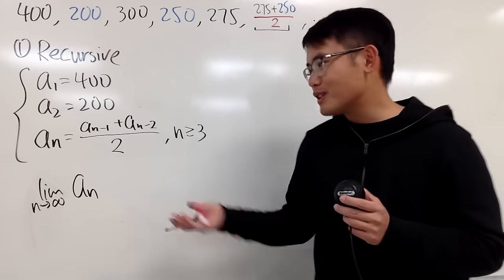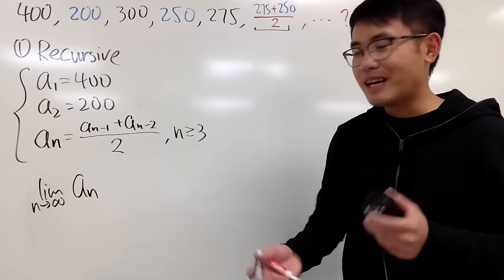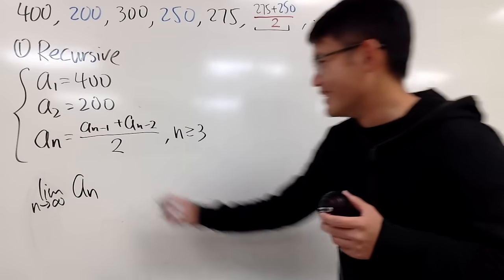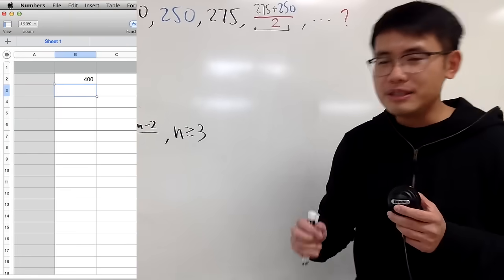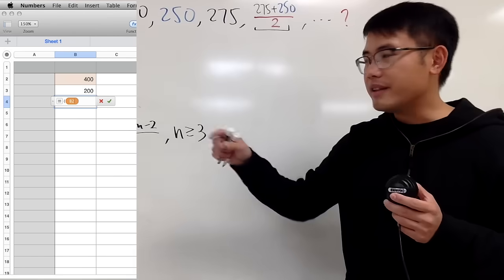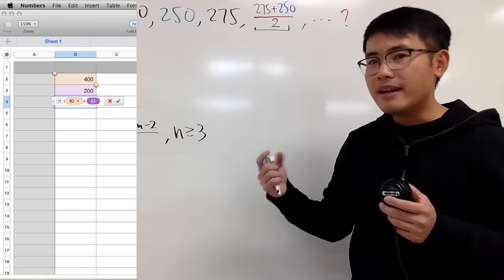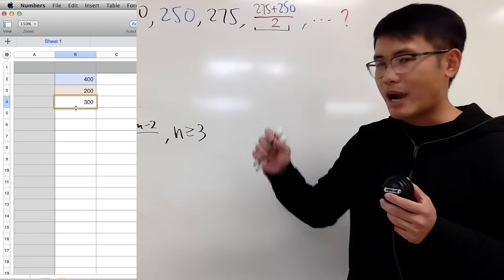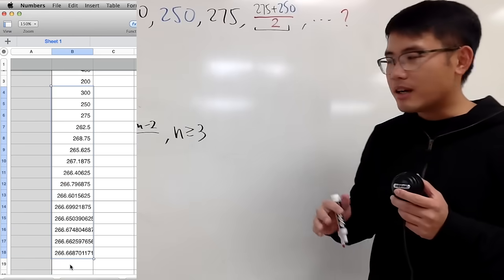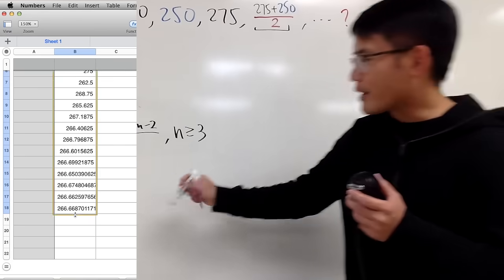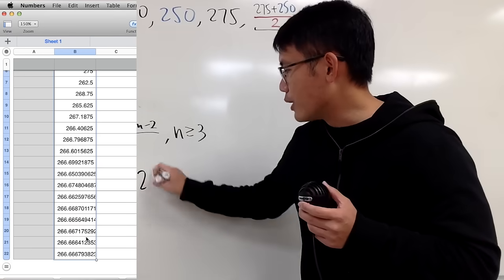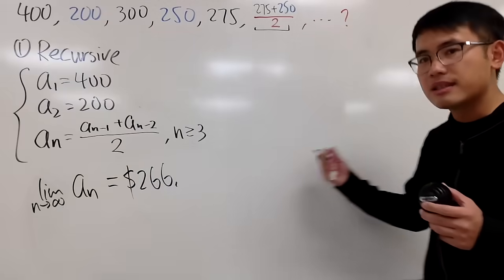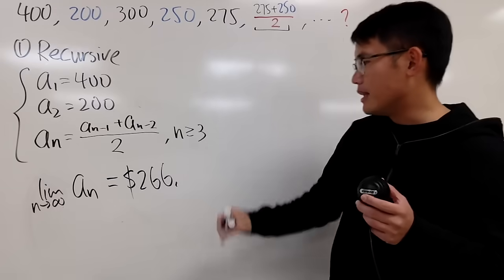And of course, you can solve this without a computer, but I will show you guys how to solve it on a computer. So as you can see, I just need to enter $400 in the first cell and then $200 in the second cell. And then in the third cell, I have to enter the formula. And then I will just have to drag it. And then you can see that after about 10-20 times, this right here is about 266.666 forever. And in fact, that will be the limit.